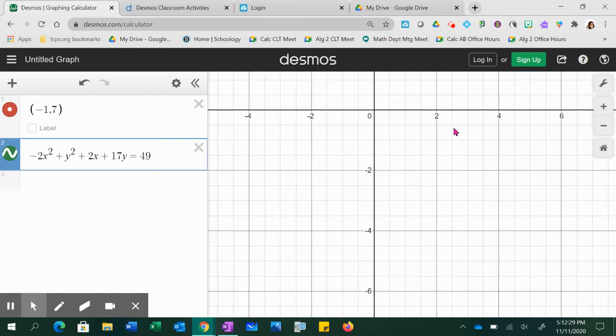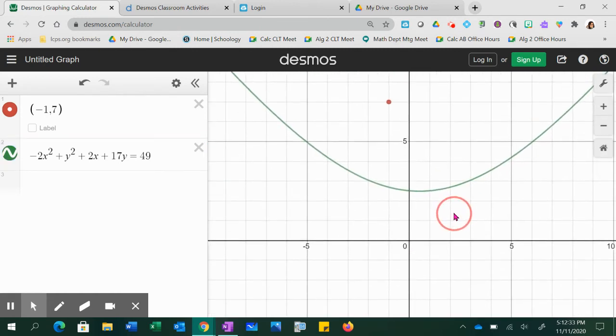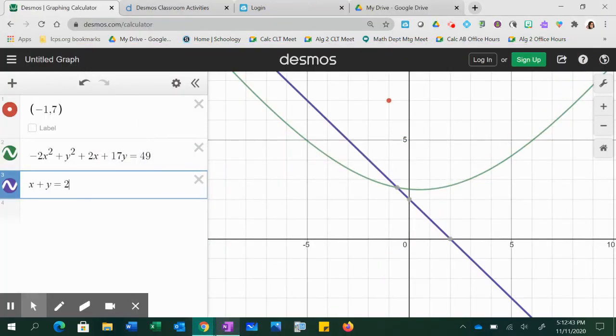Looks like it's up here some. So let's scroll up a little bit. There it is. And there's our point up there. Uh-oh. So our curve is not going through that point. This is not looking good. Let's see what happens when we put x plus y equals 2 in there. Nope, sure enough, 1 comma 7 is not the intersection point. It's that point right there with the ugly decimals.